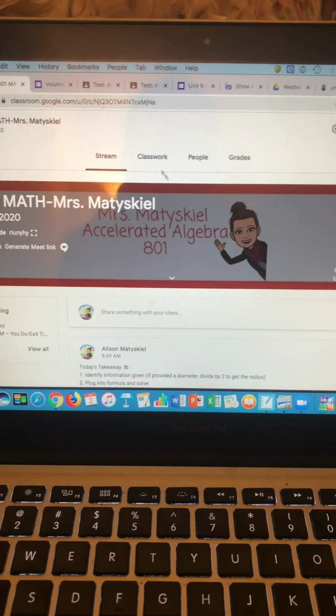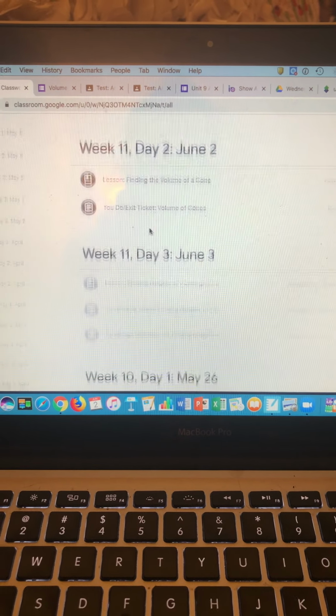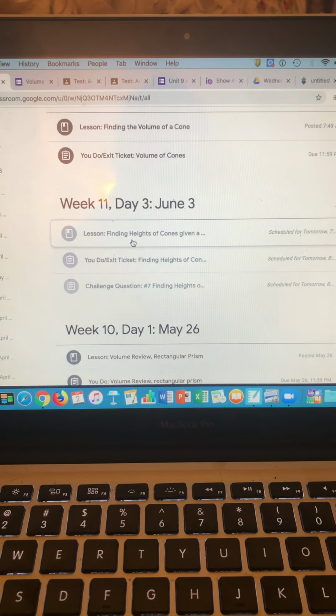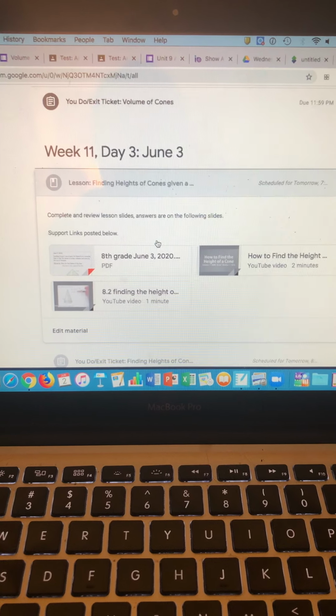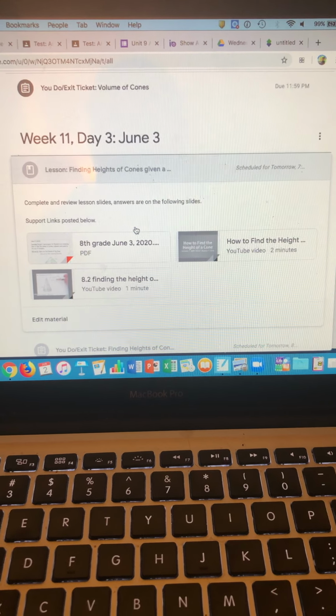All right, so we're going to click on our classwork tab as always. We'll go down to day 3. You'll see you have your lesson here. We are focusing on finding the heights of cones given a volume. So yesterday you guys practiced finding just the volume of cones. Now we're going to be given the volume and asked to find the height.